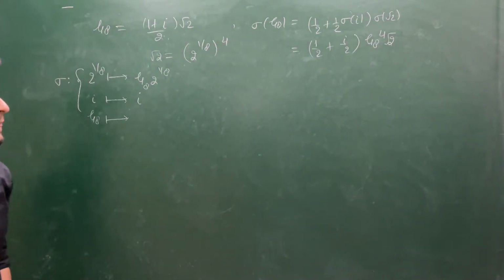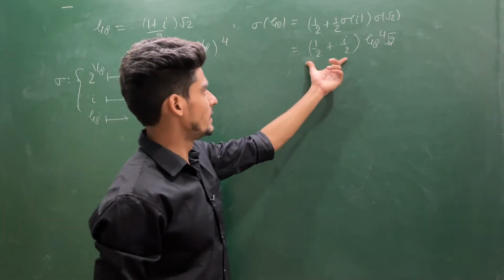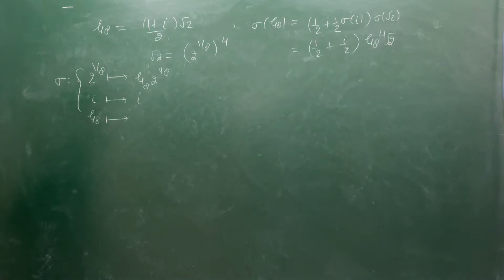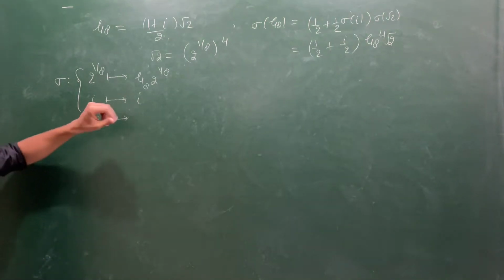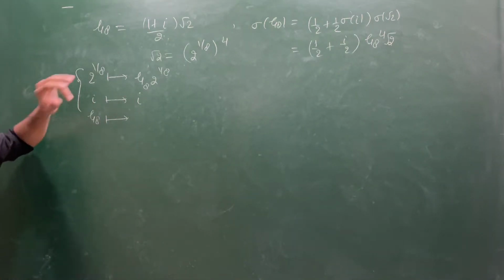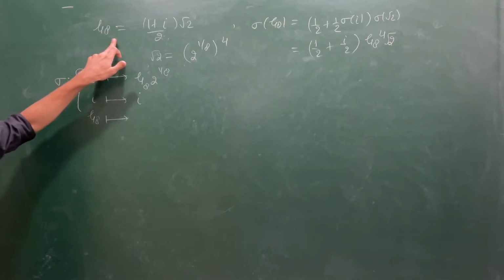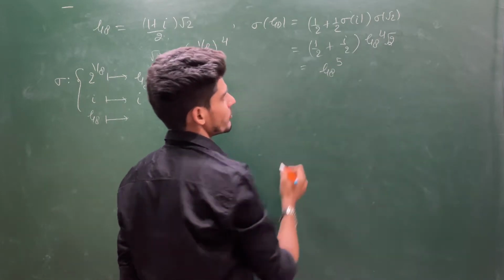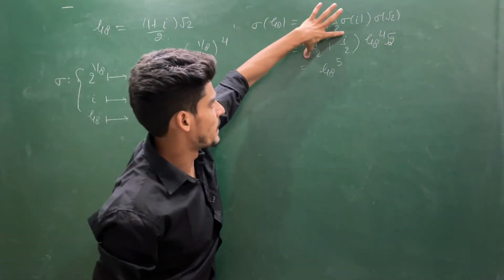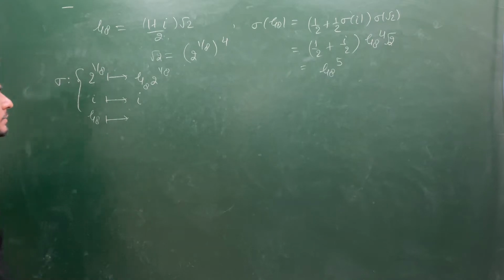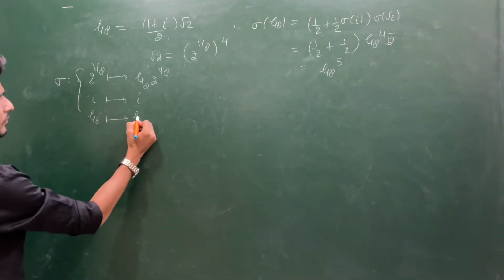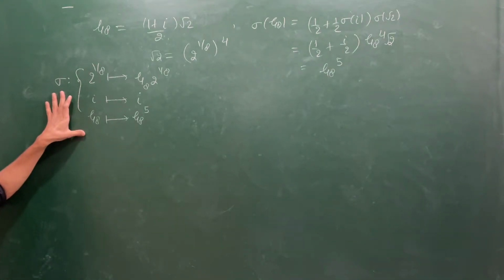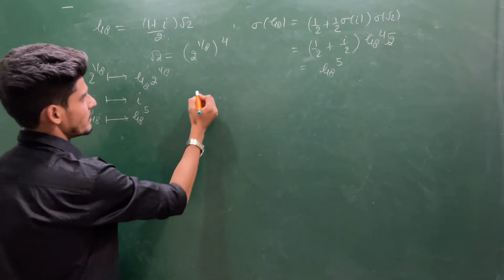I will have this, but again this 1 by 2 plus iota by 2 into square root of 2, you can think of as again a zeta 8. So this is zeta 8 to the power 5, because this part and root 2 together form zeta 8 again. So this is nothing but zeta 8 power 5. So this sigma. Let me write another element, say tau.